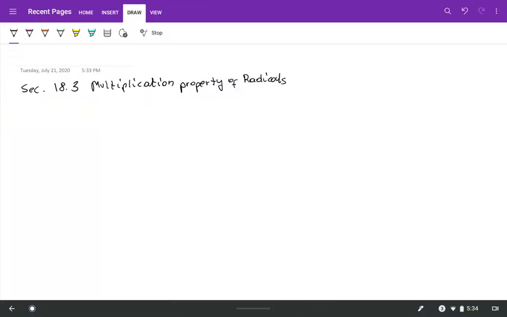Okay, hello guys. So this is section 18.3. Section 18.3 is about multiplication property of radicals. So we're going to start with the definition.